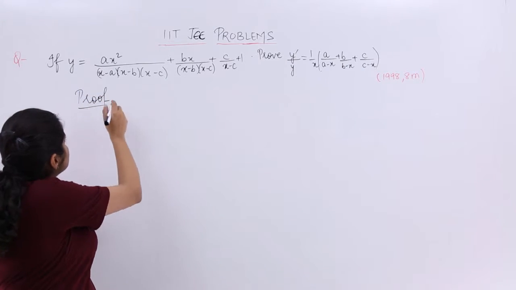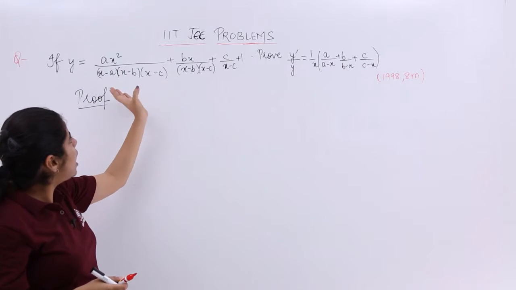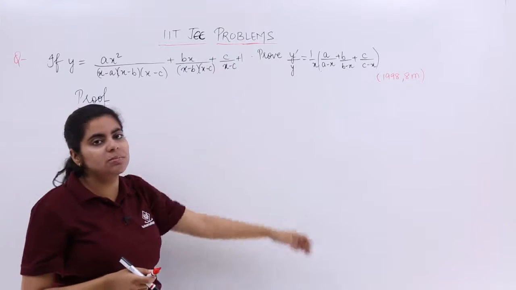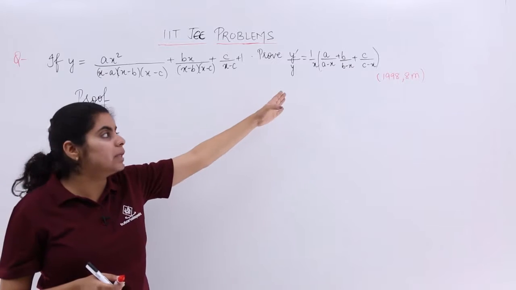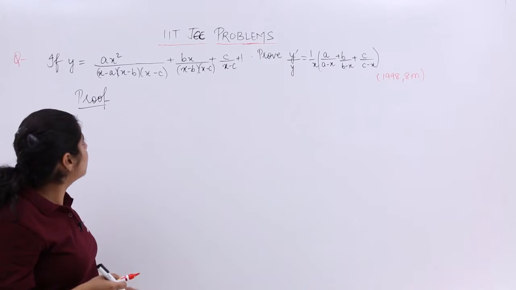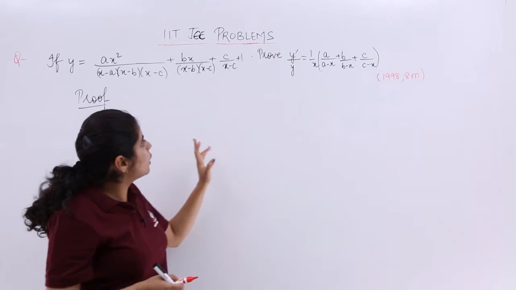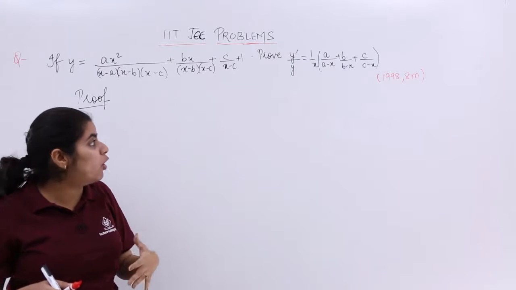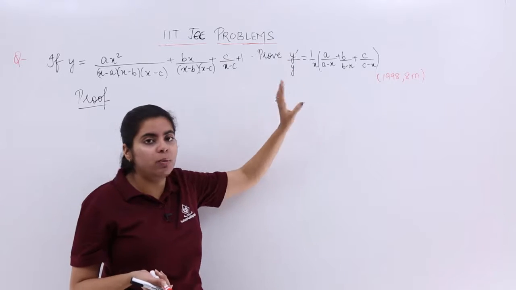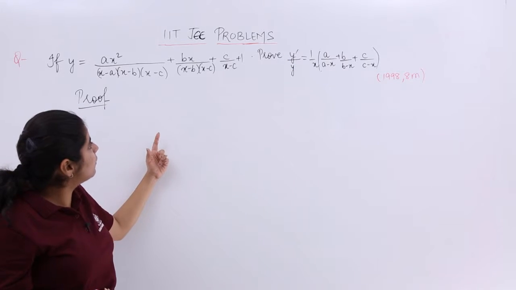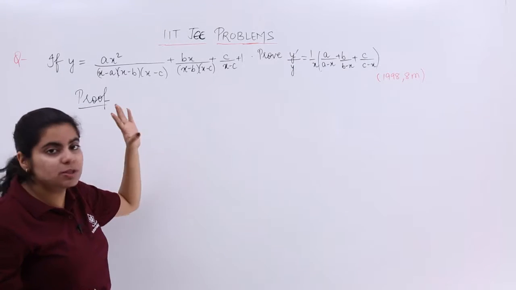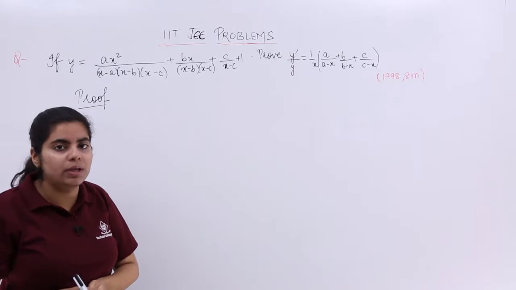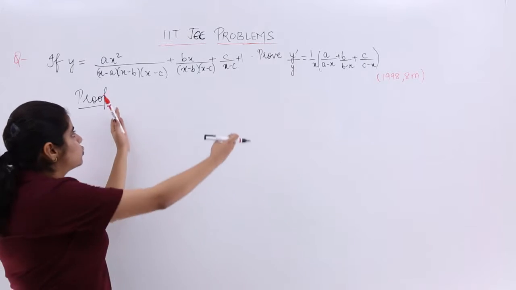The question says if y is equal to ax square upon certain 3 things, plus bx upon 2 things, plus c upon x minus c, plus 1, then prove something which is given over there. Now what is required? What is required is y dash upon y. That means something will be there in the form of maybe log, because it is upon y. The other thing, here it is x minus a, x minus b, x minus c, but there it is a minus x, b minus x, c minus x. Okay, so let's start. Too much big thing.